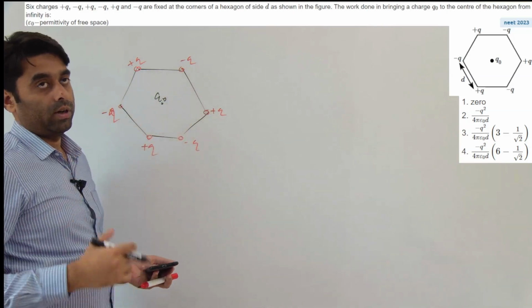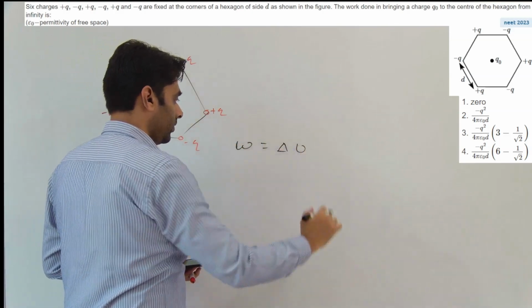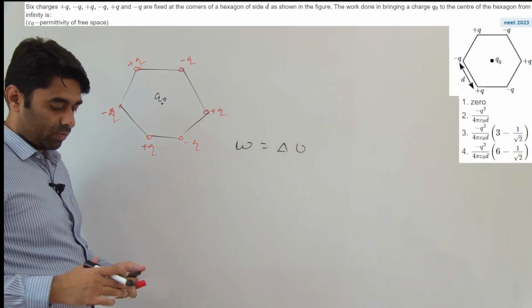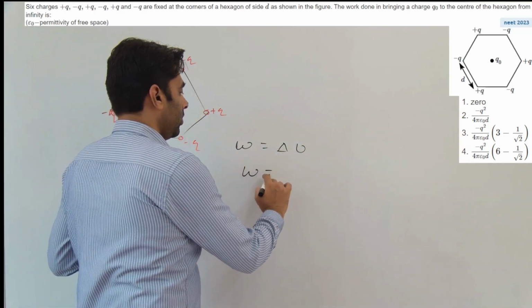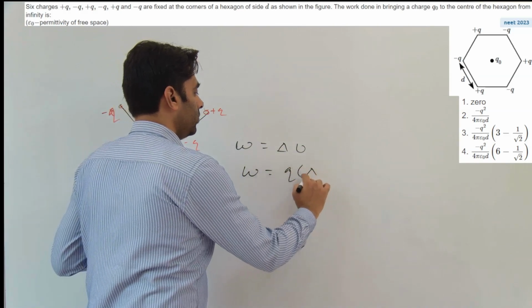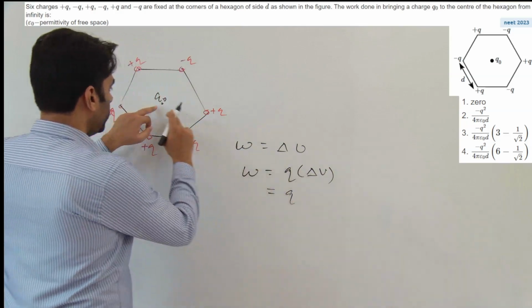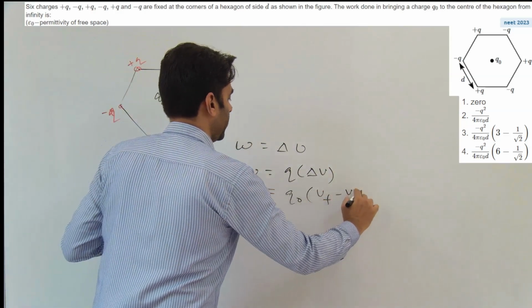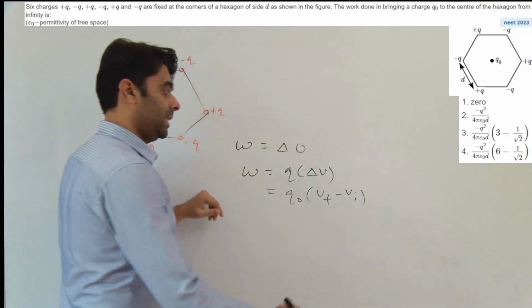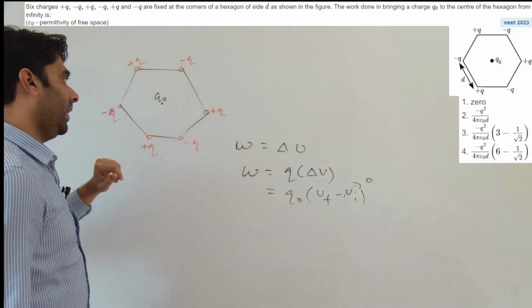What is the work done? How do we write it? Work done will be the change in potential energy, and change in potential energy can be written as q into change in potential. I hope this point is clear. Which charge is being moved? q naught. So this becomes q naught times V final minus V initial. From infinity, that means initially, obviously potential is 0. Now let us look at the final potential.